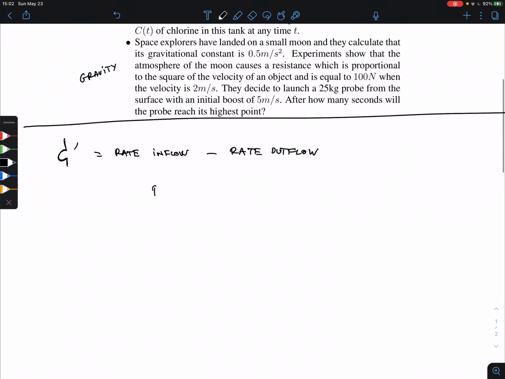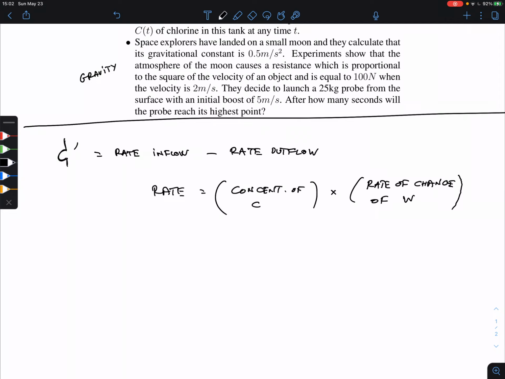A rate will be the concentration of chlorine times the rate of change of the water. I hope that formula is clear, right? The water changes because we're putting in water or we're draining water, that depends in either case. And that water has a certain concentration of chlorine. If you multiply the rate at which the water changes times the concentration of the chlorine, then you get the rate at which the chlorine changes. Okay, so let's figure this out in both cases.